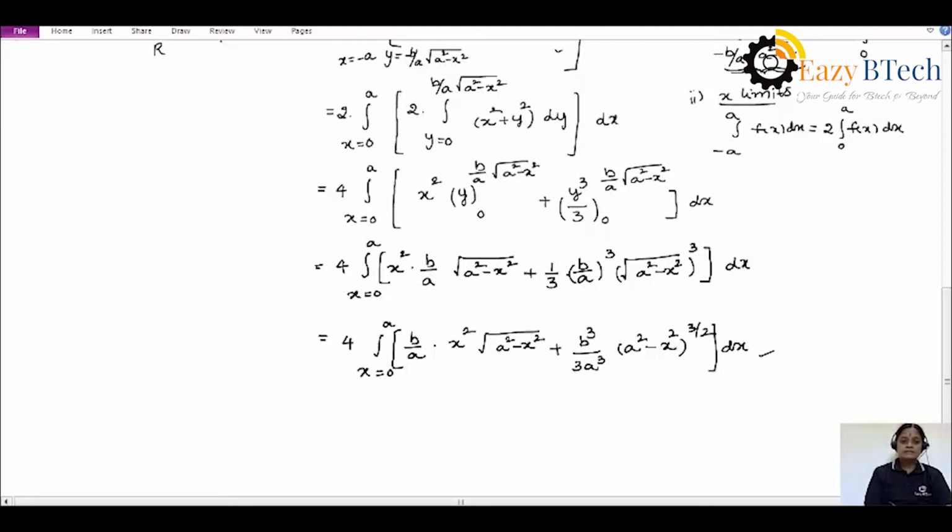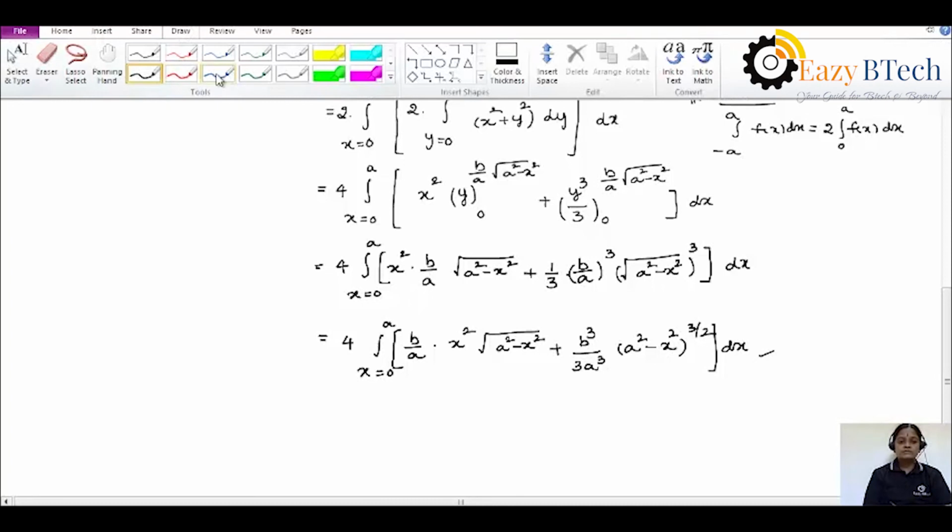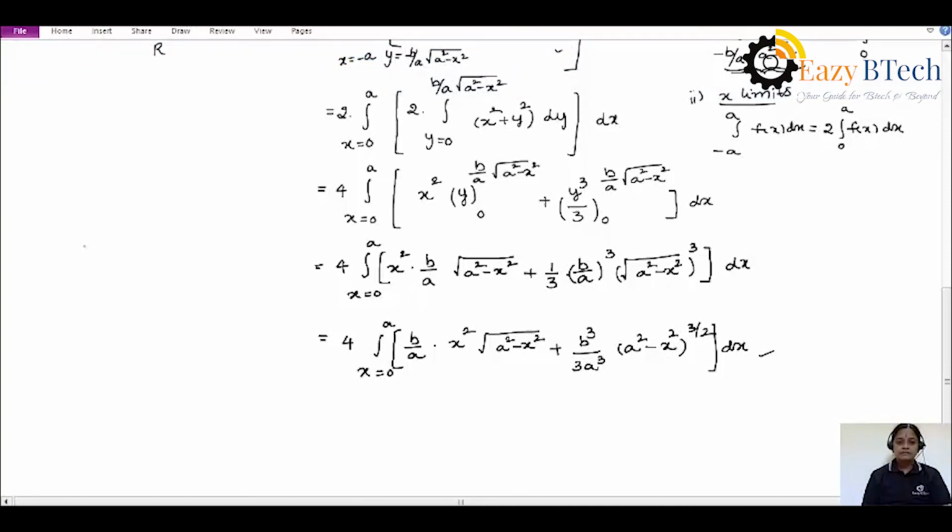So for this integration we are using the substitution method. The substitution is like this: put x equal to a sin theta, then dx is a cos theta d theta. When changing the limits, when x is equal to 0, theta is 0, and when x is equal to a, theta is pi by 2. Substitute the value of x in this function.